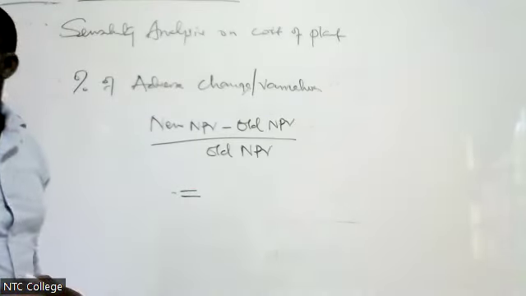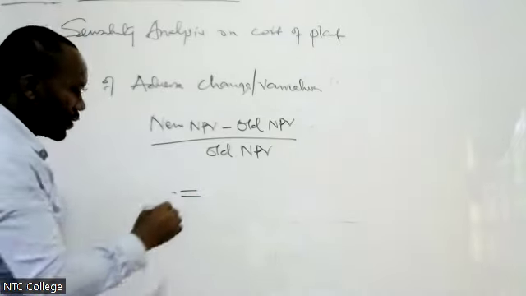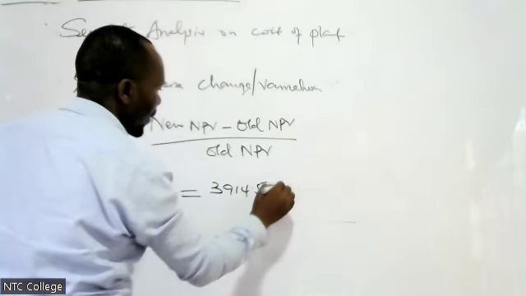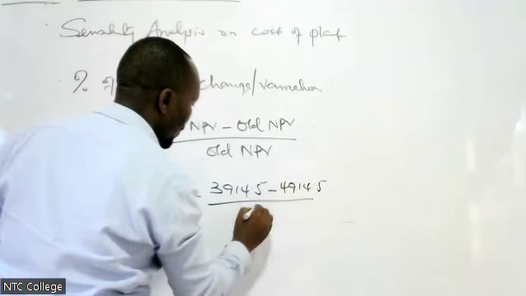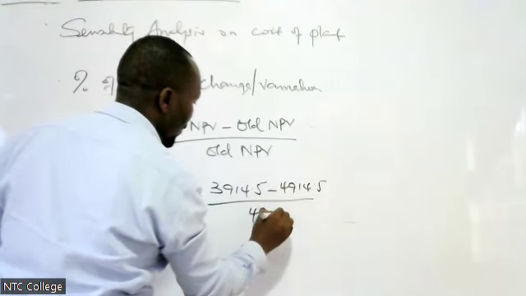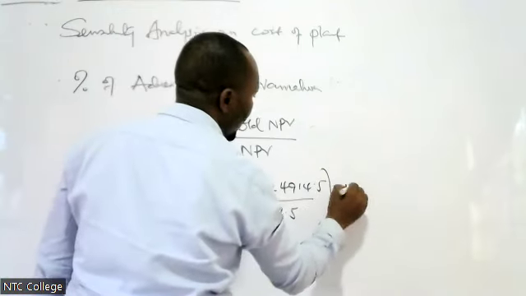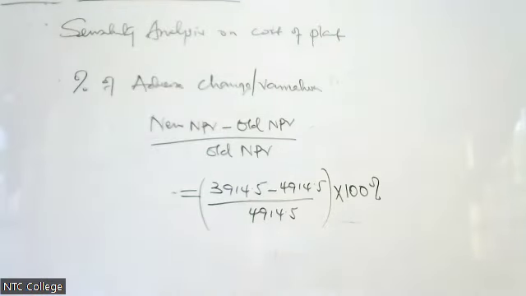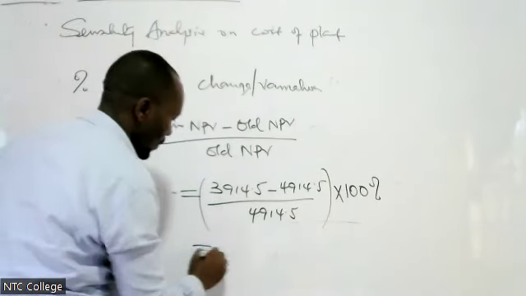Guys have calculated. It was 39, 14.5 minus 49, 14.5 all over 49, 14.5 times 100. 35%.